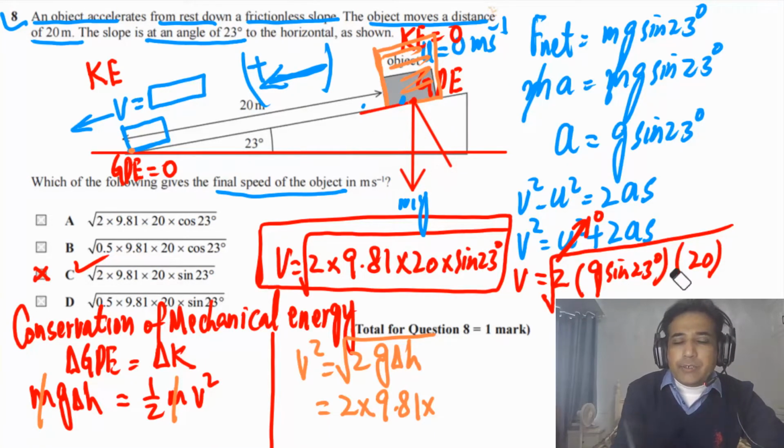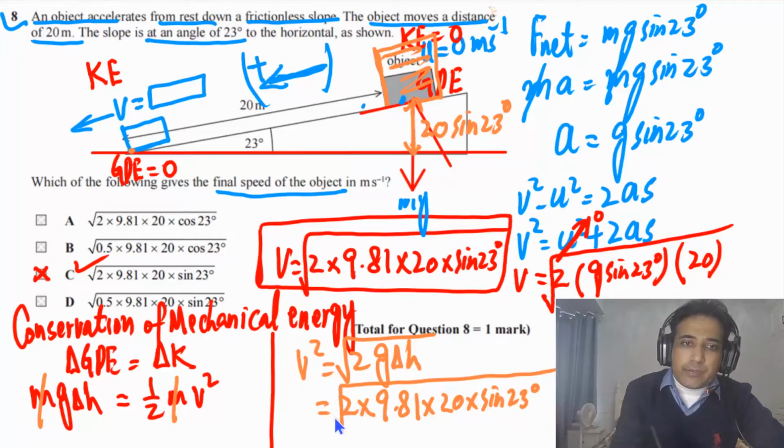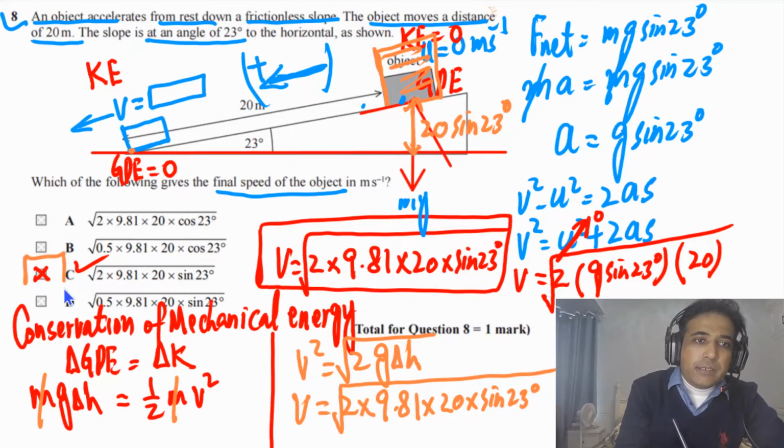How can we find the height, this height? We have 20, we have the angle, so this has to be 20 sine of the angle, sine of 23 degrees. So we can write here, this is 20 times sine of 23 degrees, root of this. So this is the value of v. So the answer is C for this question.